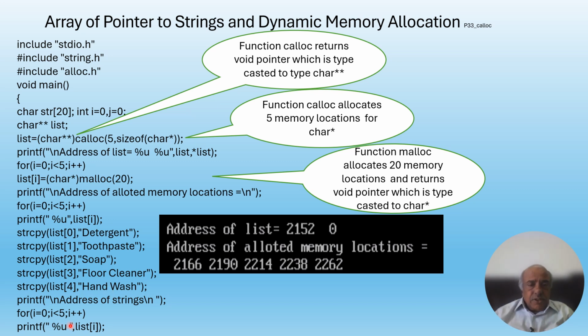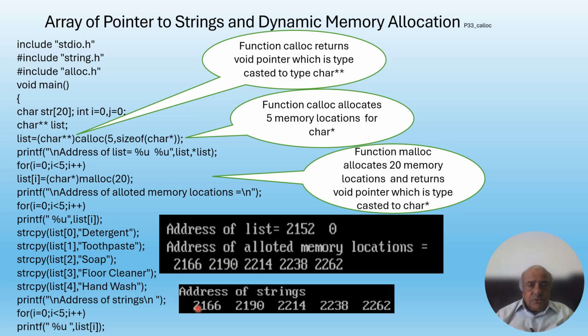And then we find out the addresses of the strings again to ensure that the strings we are copying are getting assigned to the memory blocks allocated by our malloc function. We are just checking whether things are happening as per the requirement of our program logic.